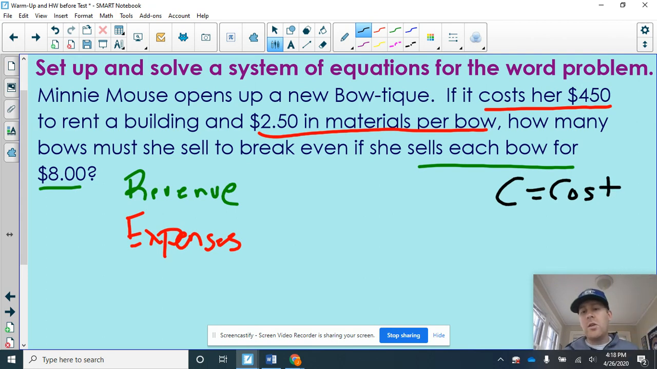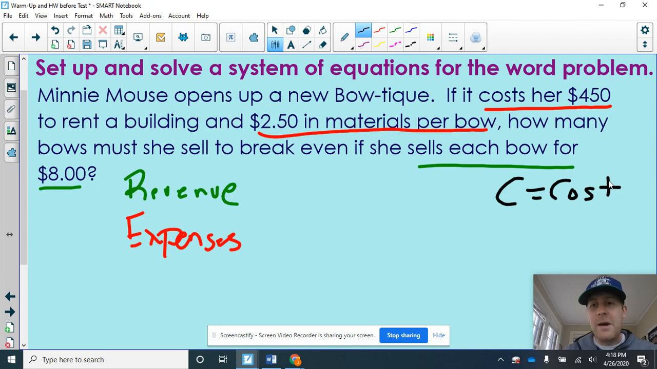Okay, and that cost is either the cost to us, or in this case, Minnie Mouse, to run the business, or it's the cost to our customer to purchase what we're selling. So cost to us or cost to our customer. And the other variable is what we don't know, right? What we're trying to solve for in this question.